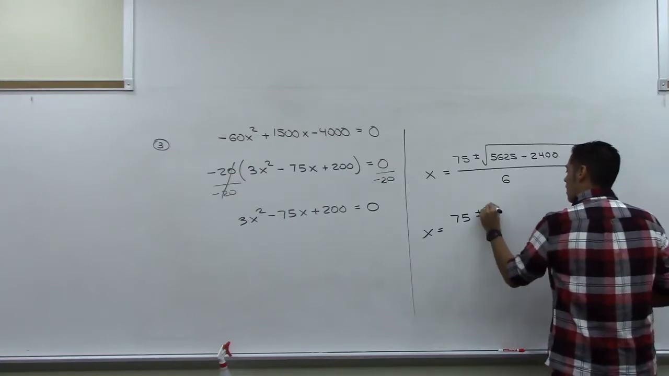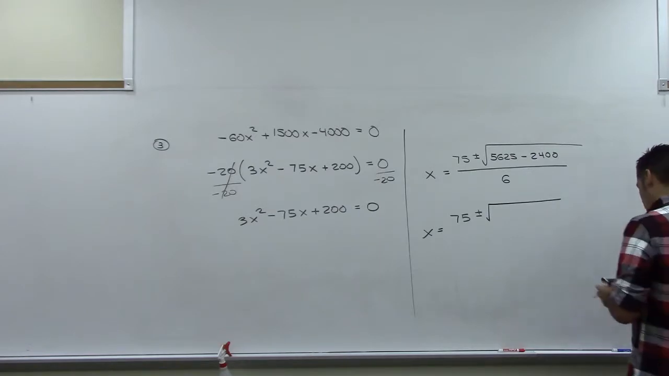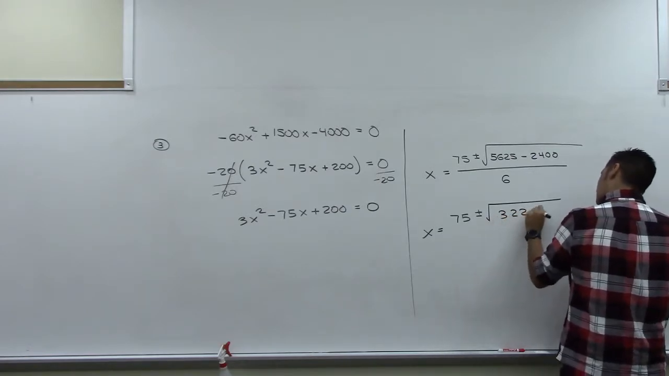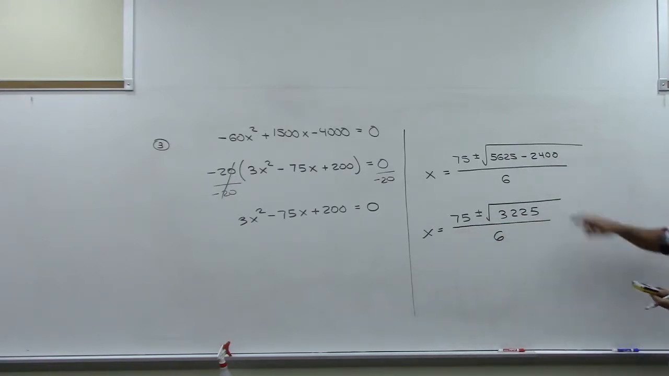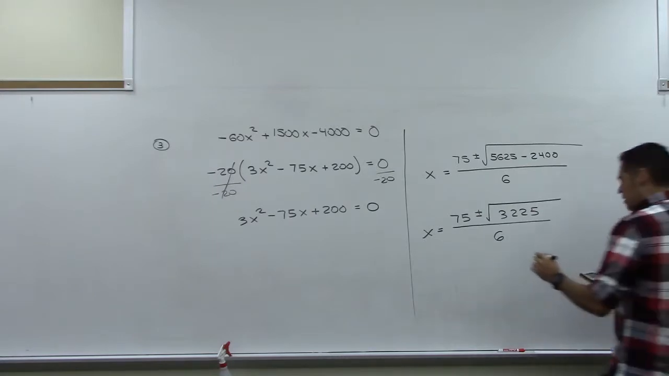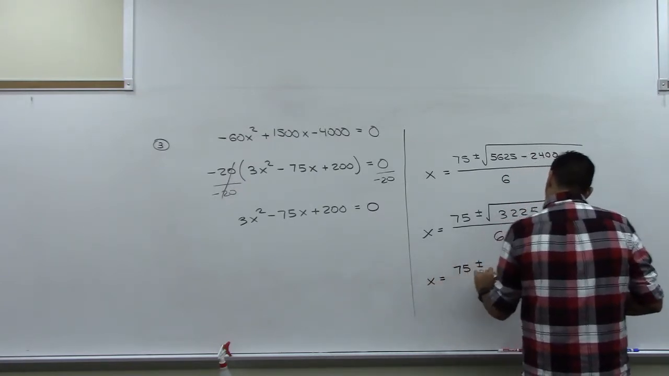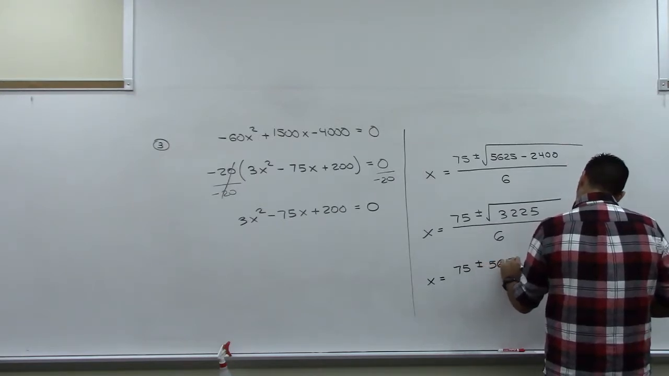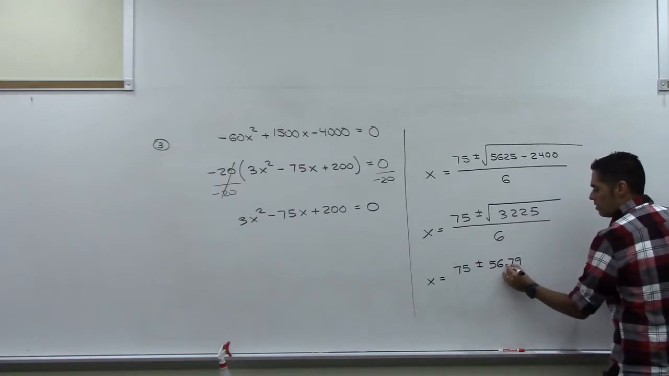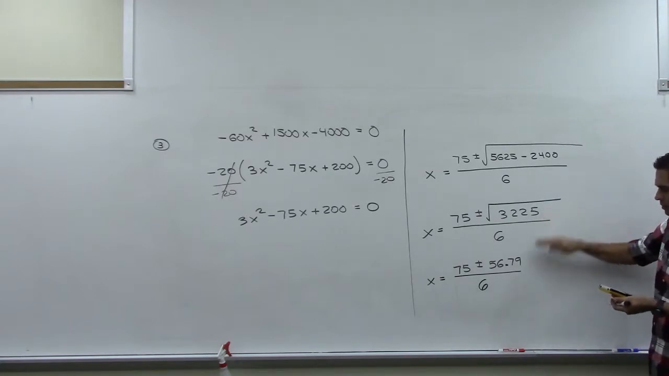And now square root of, let's see, 5625 minus 2400 is 3225 all over 6. And now on my calculator, I'm actually going to take the square root of that. And when I take the square root of that, I get x is equal to 75 plus or minus, I'm getting about 56.79, I'm going to round that to 2 decimal places, over 6. So square root of that is this.